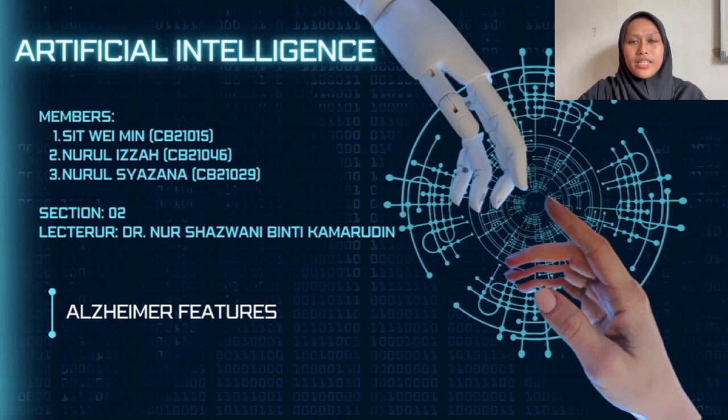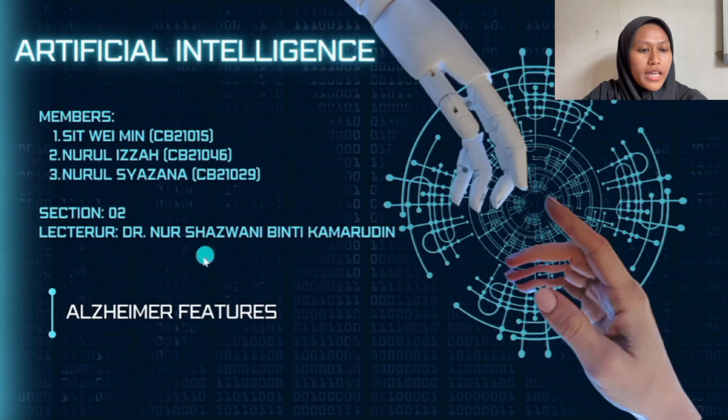My name is Nurul Shazana binti Zainal Abidin. My matric number is CB21029. Today I will present about our AI project. We have 3 team members, which are Waymin, Nurul Izzah and Nurul Shazana. We are from section 2 and our lecturer is Dr. Nur Shazwani binti Kamaruddin.